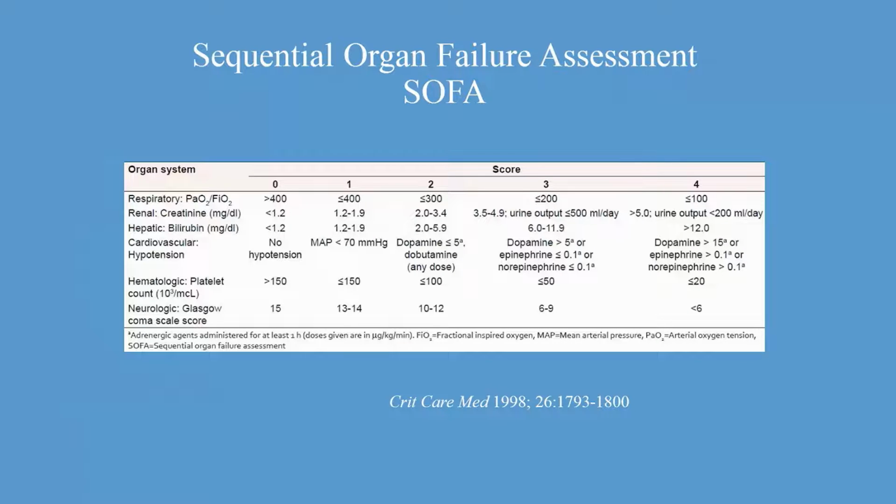Now, we mentioned that SOFA score, and this is one of a large number of organ failure assessment methodologies. It's taking your PaO2 to FiO2 ratio, serum creatinine, serum bilirubin, blood pressure, platelet count, and the Glasgow Coma Scale, and then assigning a score to it. And more numbers is worse.